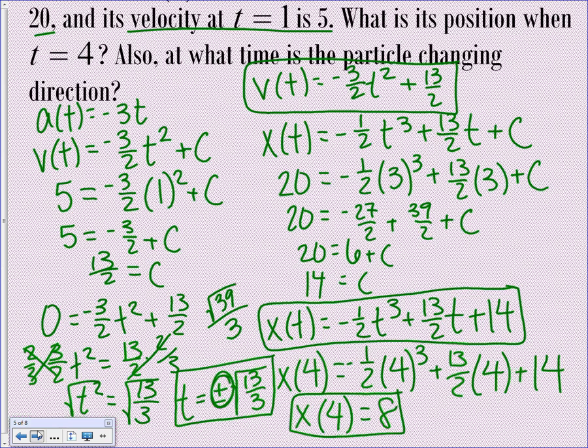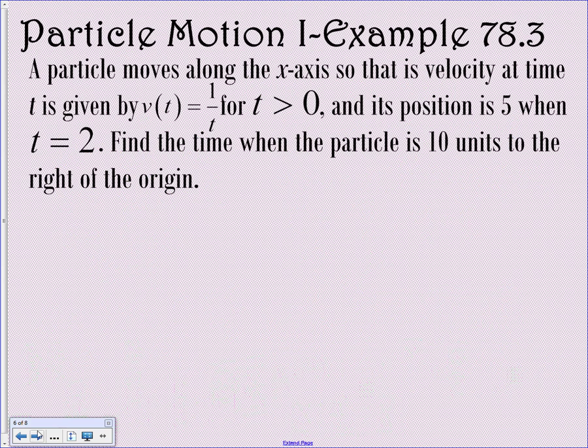Moving on to the next example. We have a particle moving along the x-axis, so that the velocity at time t is given by this function 1 over t, as long as t is greater than 0. And the position is 5 when t equals 2. We want to find when the particle is 10 units to the right of the origin. So the first thing that we need to do is to figure out the position.